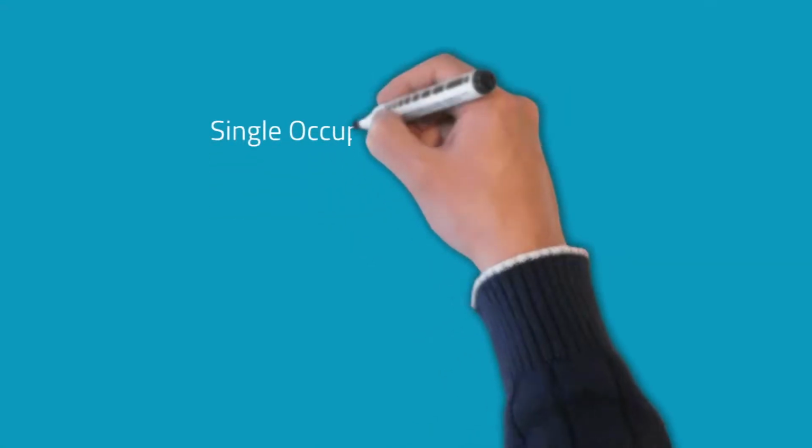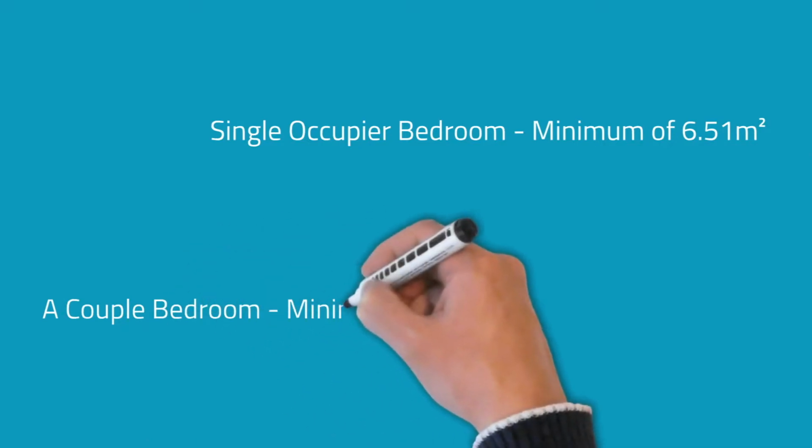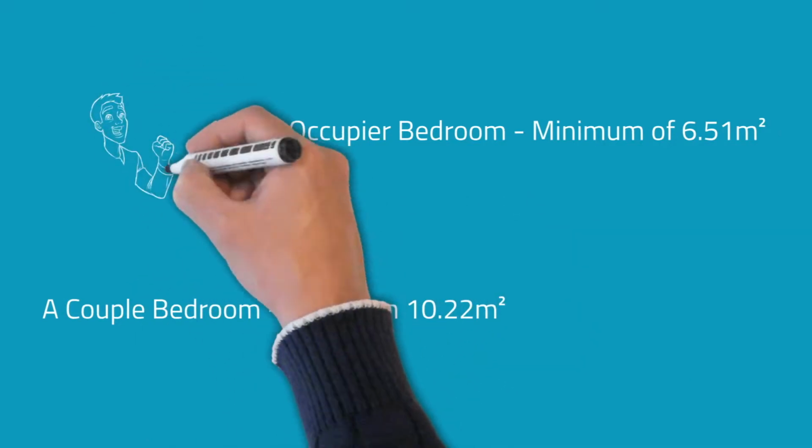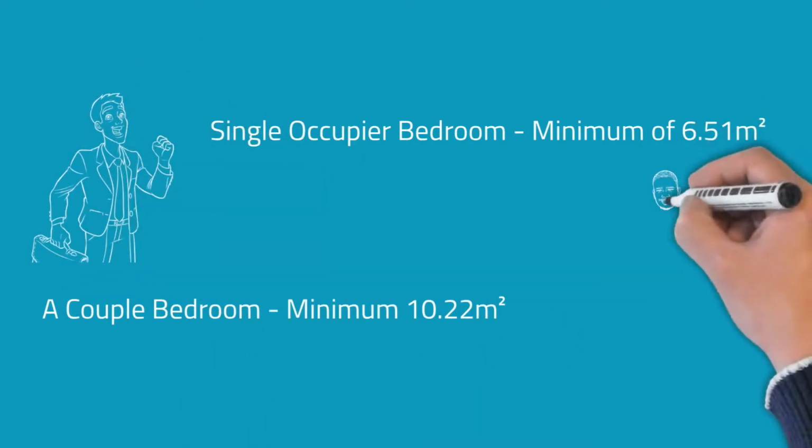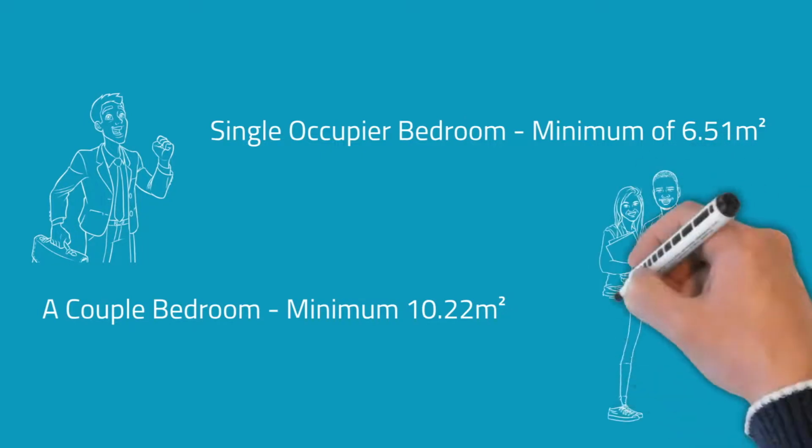The first thing to look out for is the room size requirements. Nationally there are minimum room sizes. These are going to be 6.51 square metres for a single occupied bedroom and 10.22 square metres for a double occupied bedroom. The council may adopt those national minimum standards, or they may raise the bar a little bit and actually ask for example, 8 square metres for a bedroom with 1 occupier.